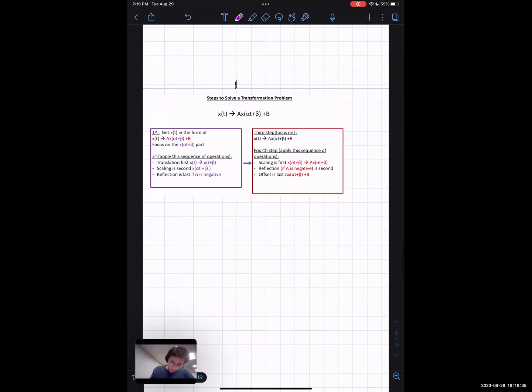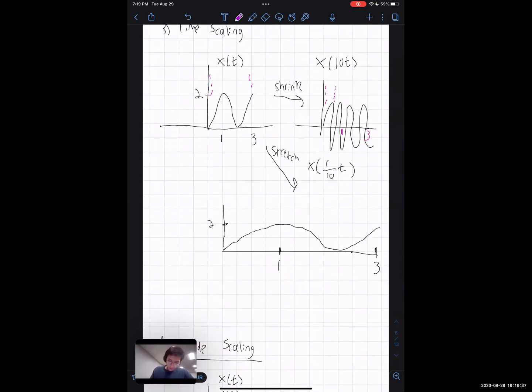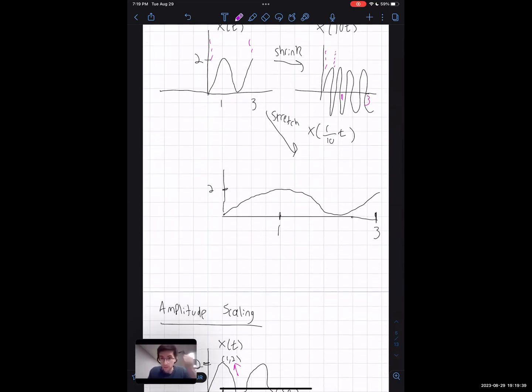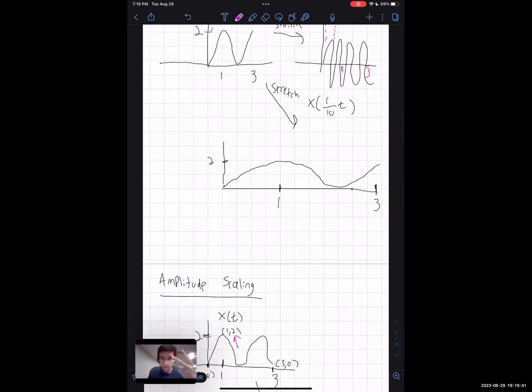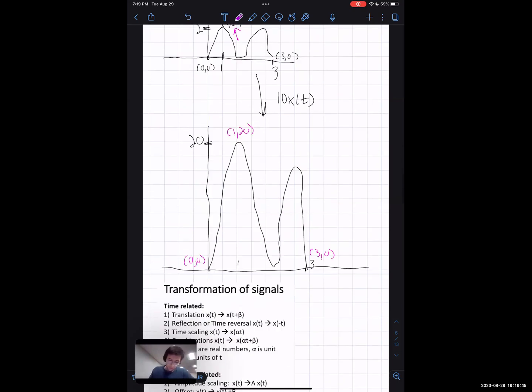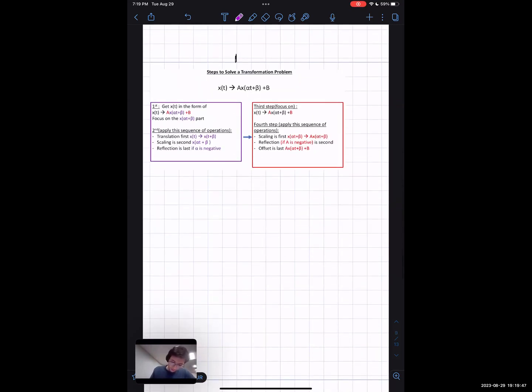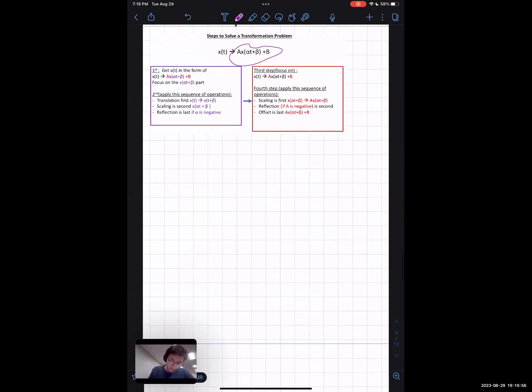Okay, so now we have all these different 6 transformations. We can shift, we can scale, and we can reflect. And we can have a time domain and an amplitude domain. So 6 different things we can do. So what does that look like in these combinations? This is what I like to call standard form. I'm not sure if it's standard form in any textbooks, but at least standard form for this class and the methods we're going to use in this class.